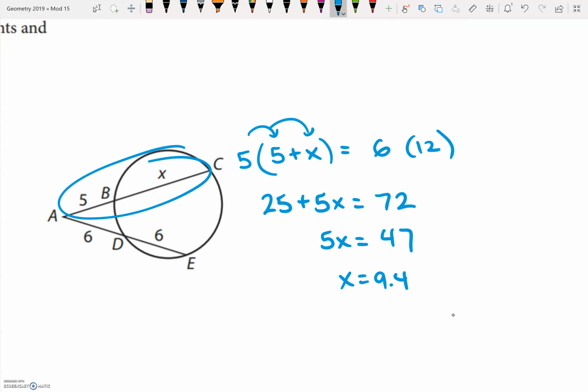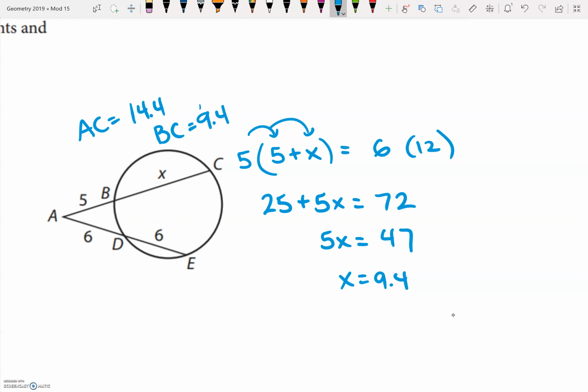Let's find the lengths. We take 9.4 and add 5 to it, so AC is 14.4. BC is 9.4. AE is 12, and DE is 6.